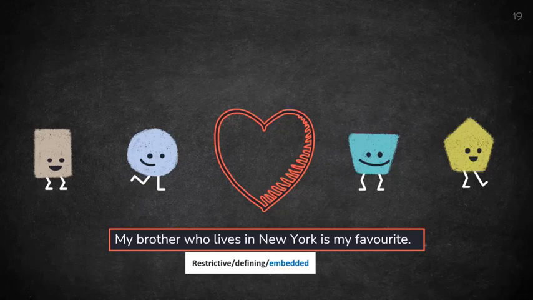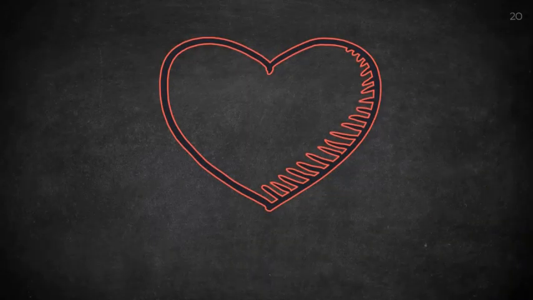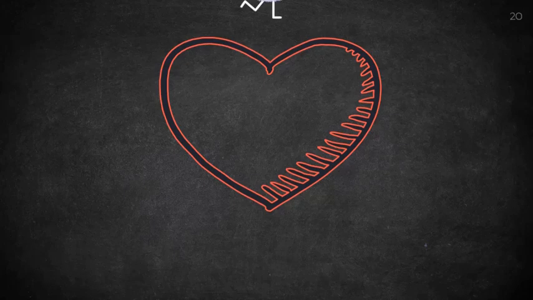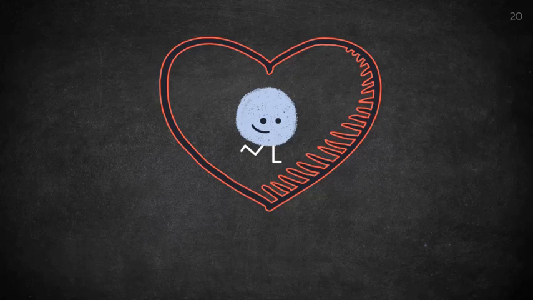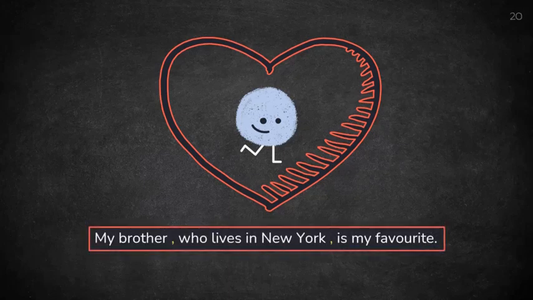Okay, now let's see the difference here. Let's say I have one brother and two sisters. Do you think it's still necessary for me to add the clause who lives in New York when you know that I only have one brother? No, right? Because I only have one brother. So it is not necessary. It doesn't really matter where he lives. I have one brother and he is my favorite among my siblings.